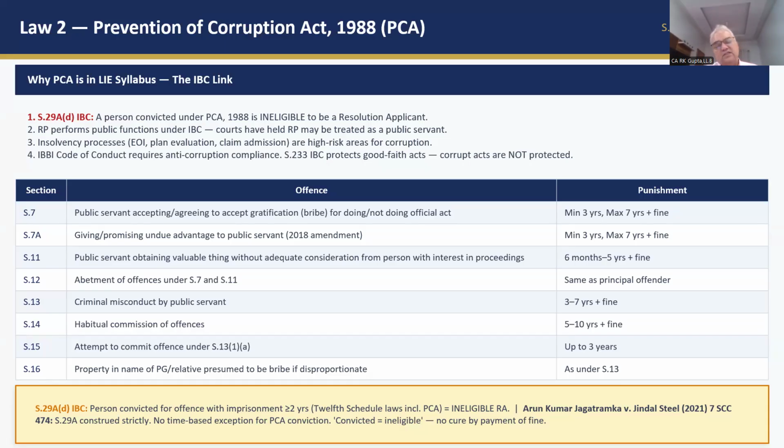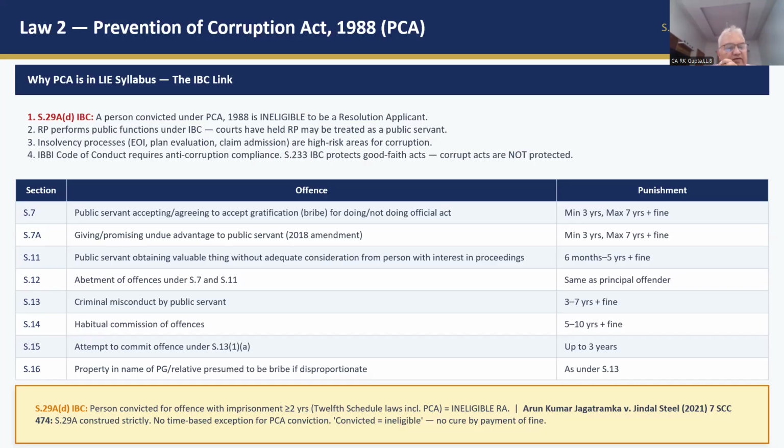The minimum period is 3 years, the maximum period is 7 years, plus a fine can also accompany this imprisonment. Section 7A deals with giving or promising undue advantage to a public servant. The minimum period is 3 years, maximum is 7 years plus fine. Section 11, public servant obtaining a valuable thing without adequate consideration from a person with interest in proceedings. So the punishment here is 6 months to 5 years plus fine.